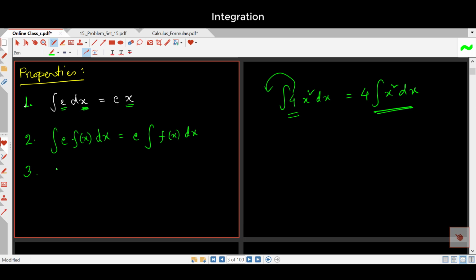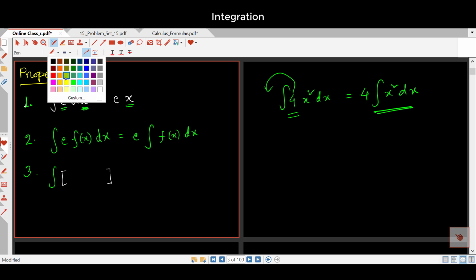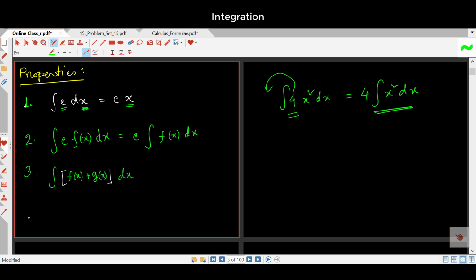The third property is the summation property. Suppose you are integrating a sum, that is f of x plus g of x. The integration of a sum is actually the sum of the integrations. That means we can write separately the integration of f of x plus the integration of g of x.